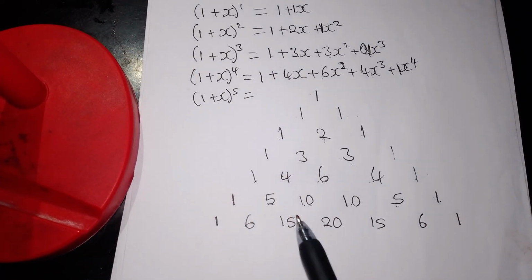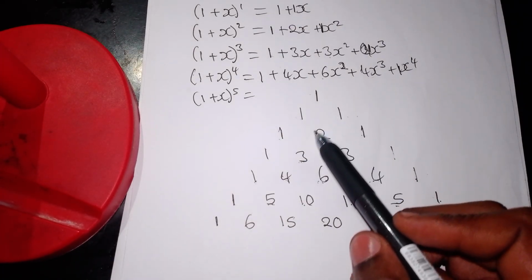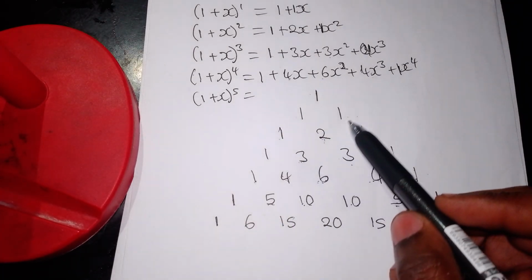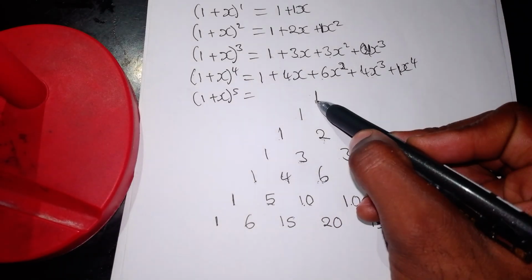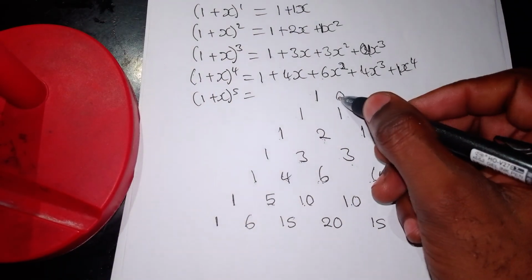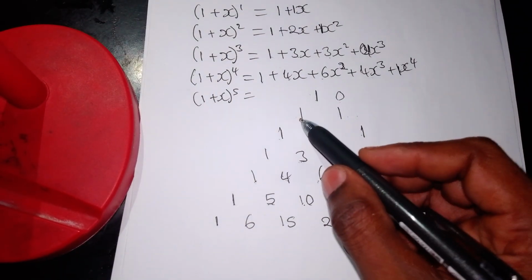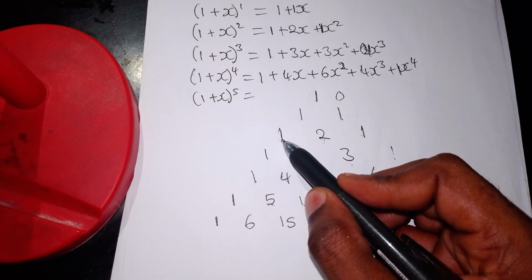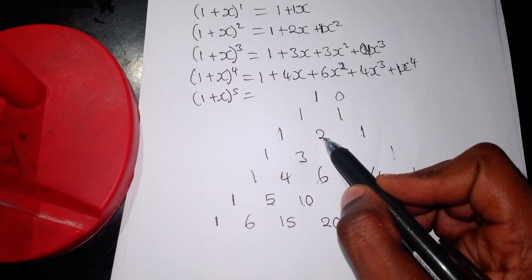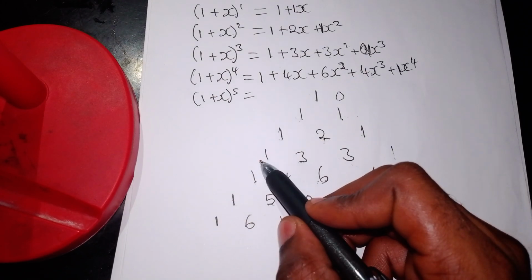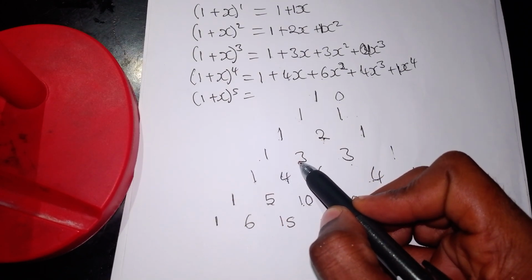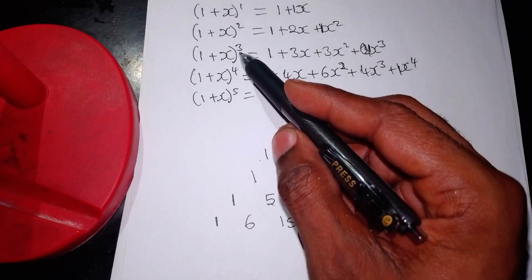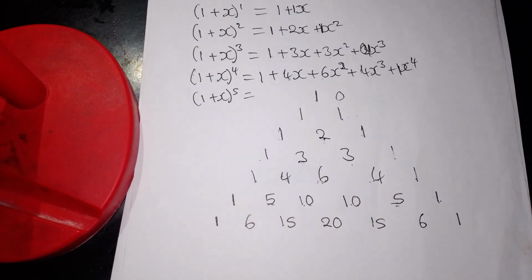So as you can see, the second digit will always give you the power. From here, you have nothing there. That tells you that the power is 0. From here, you have a 1, so that tells you the power is 1. From here, you have a 2. That tells you that the power is 2. From here, you have a 3. That tells you that you're dealing with something raised to the power 3, and so on.